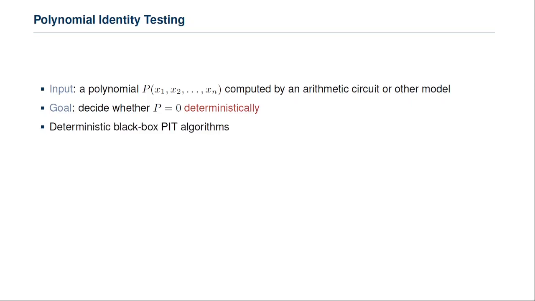And one special kind of PIT algorithm is what we call black box PIT algorithms. And these are algorithms that can evaluate polynomial P at given points as an oracle, but they're not allowed to look into the structure of P. And it's well known that designing such deterministic black box PIT algorithms is equivalent to designing what we call hitting sets for polynomials.